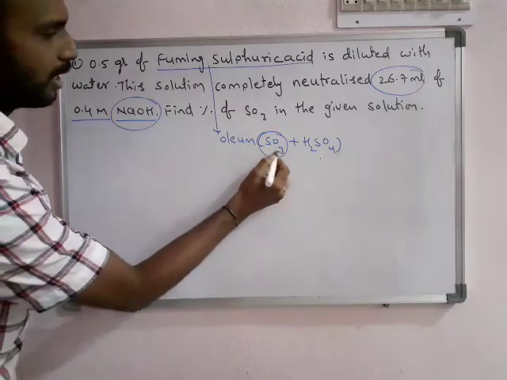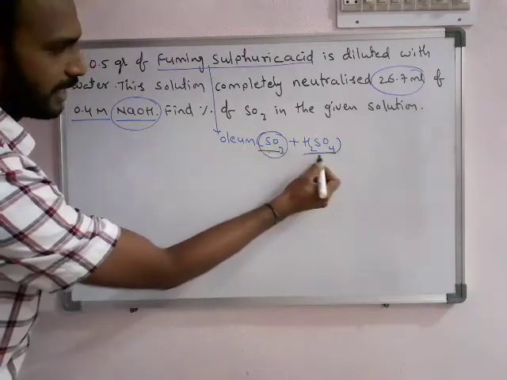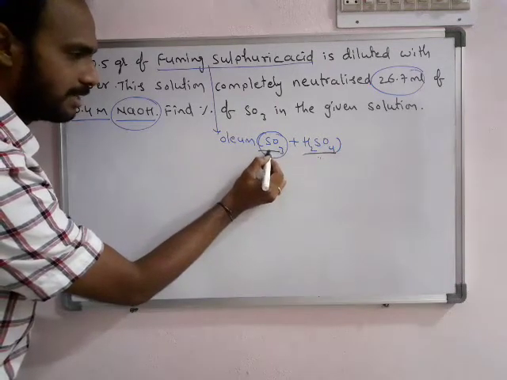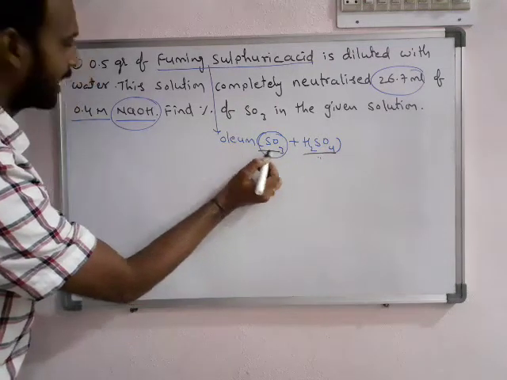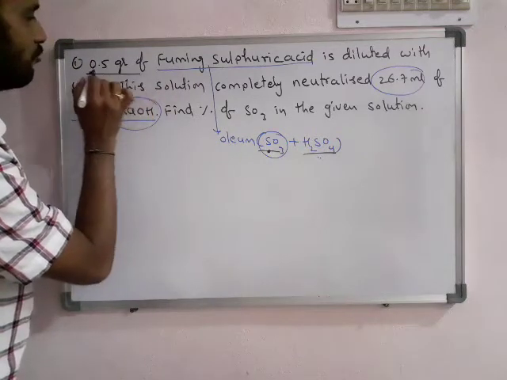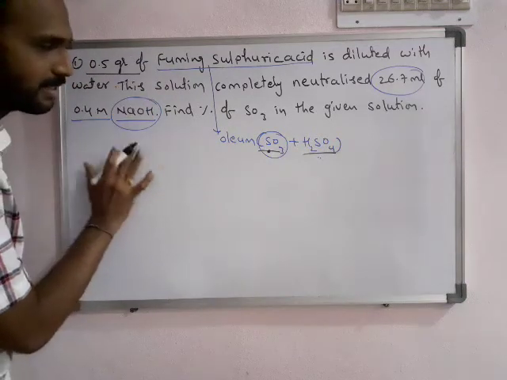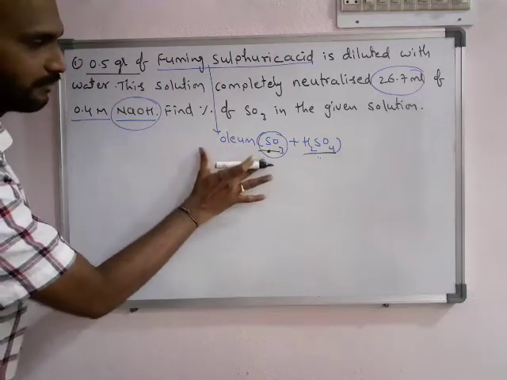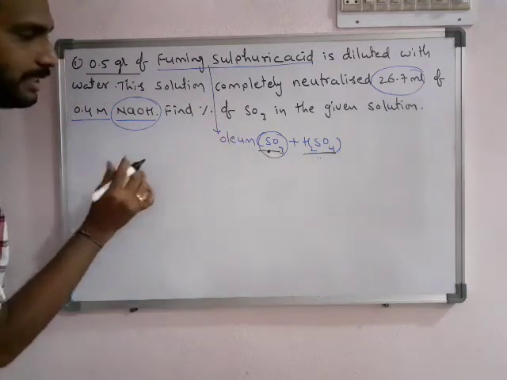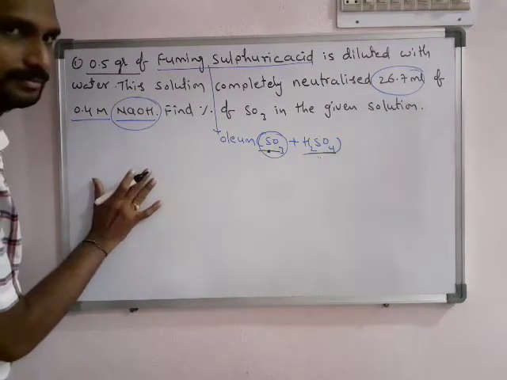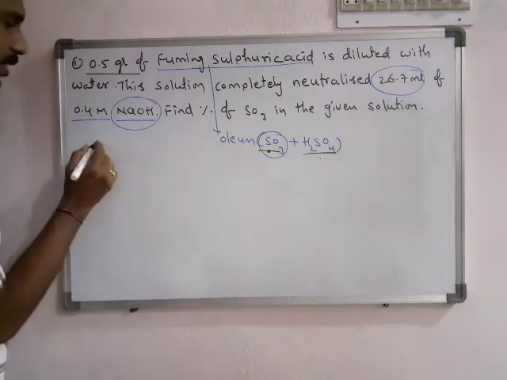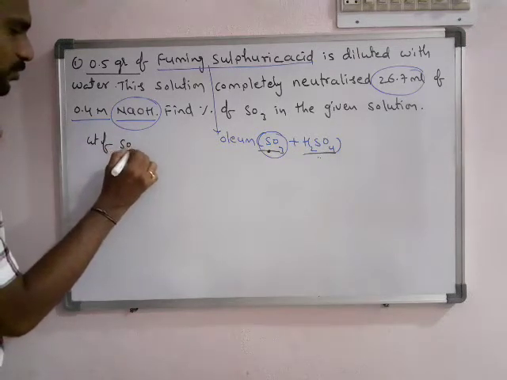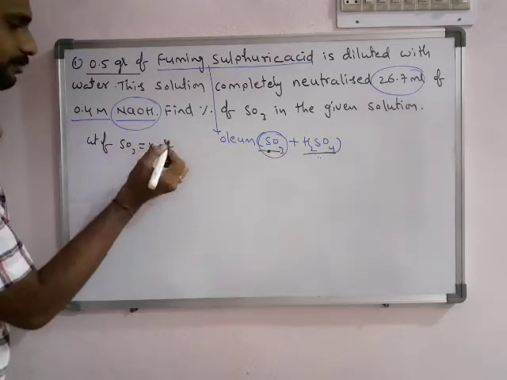But we don't know the weights of SO3 and H2SO4. If you calculate the weight of X, then we are able to calculate the percentage of X in 0.5 gram, percentage of SO3 in 0.5 gram. The SO3 weight, we are just taking as X grams. Just like weight of SO3 is X gram.